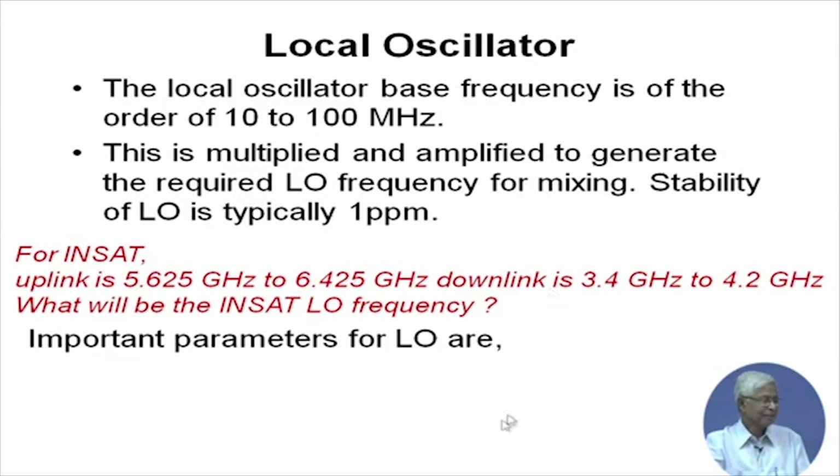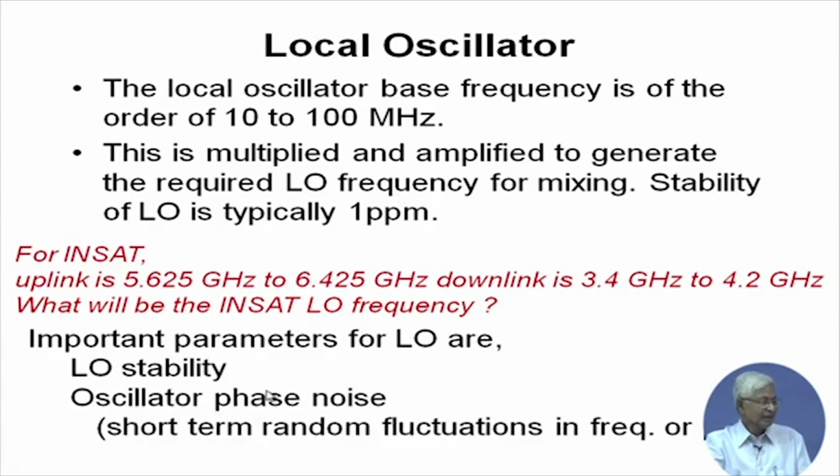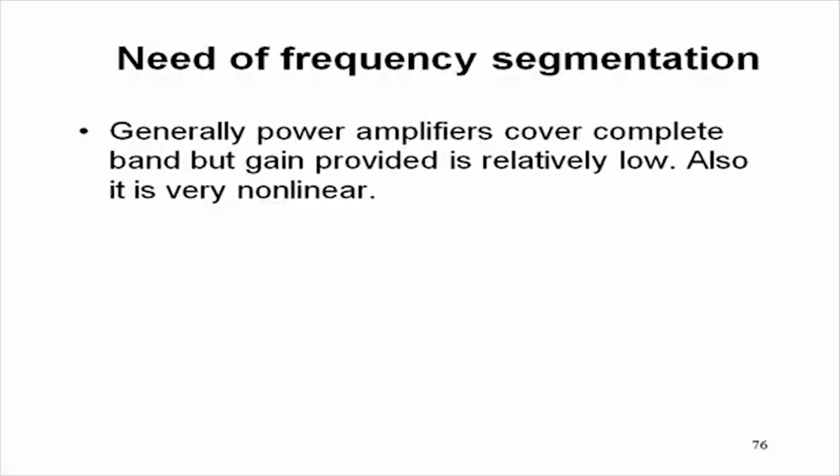It is very simple. Now, important parameters for the local oscillator are the stability and the oscillator phase noise, which is nothing but a short term random fluctuation in frequency or phase. Now, we have to see the total frequency band in C band, we said 500 megahertz, that needs to be segmented. There is a need for it.